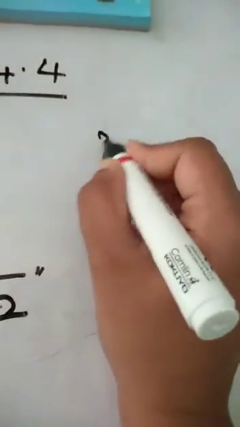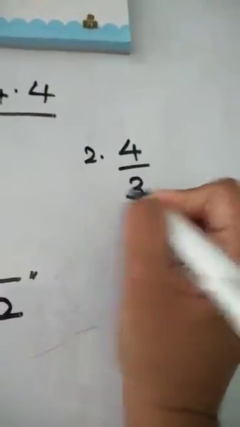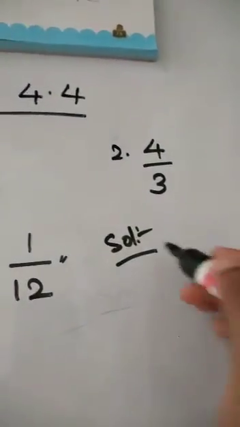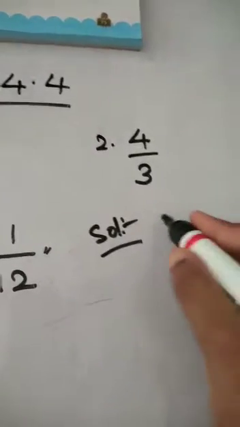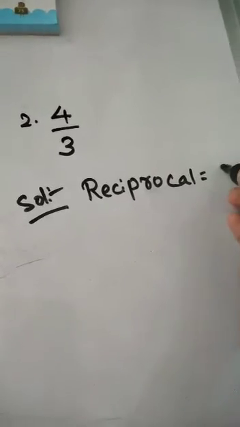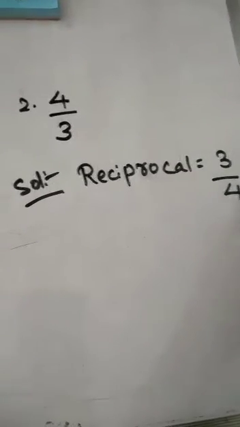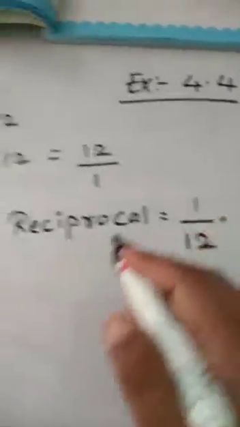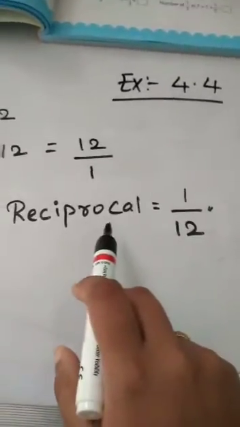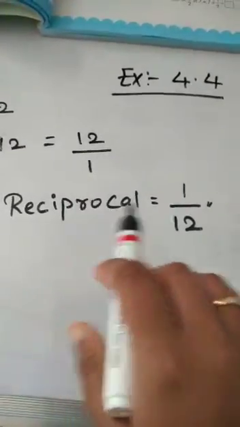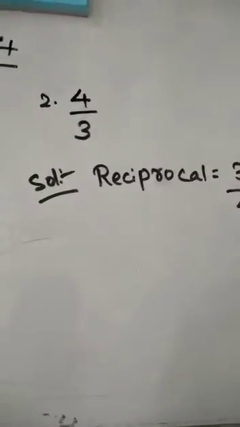Second problem, 4 by 3. We have to take the reciprocal of this, so we interchange the numerator and denominator. The reciprocal equals 3 by 4. In the first problem also we took the reciprocal: the denominator becomes the numerator and the numerator becomes the denominator. So 12 by 1 equals 1 by 12. Here also the reciprocal of 4 by 3 equals 3 by 4.